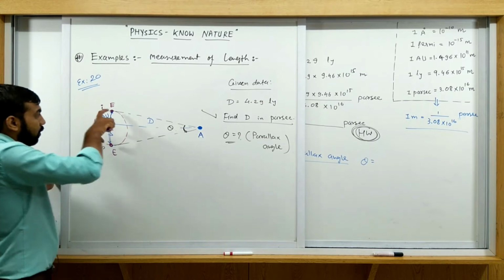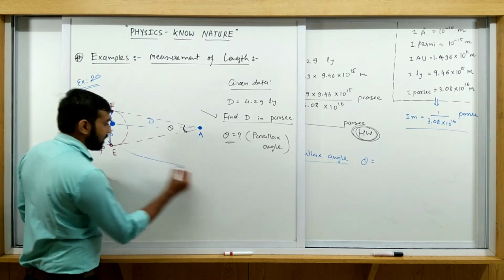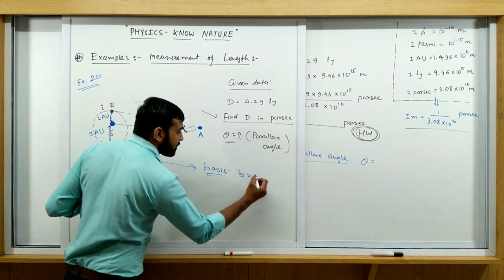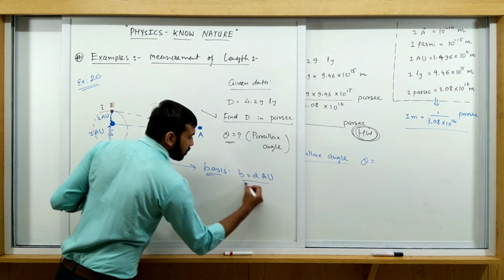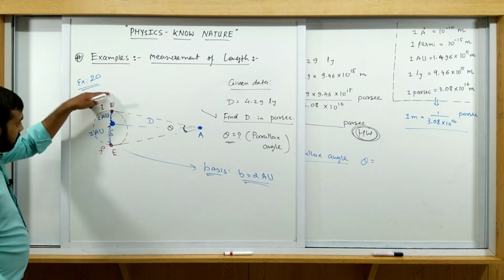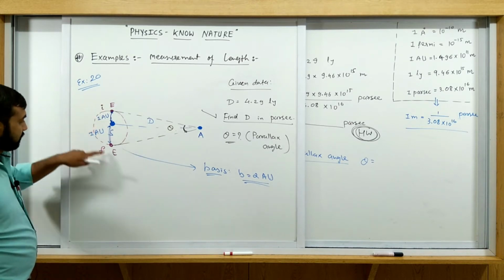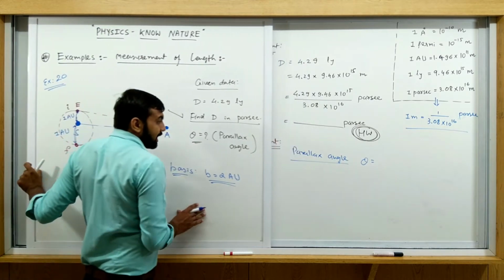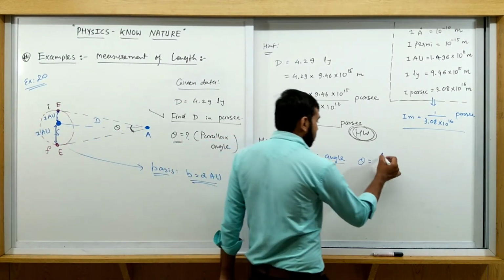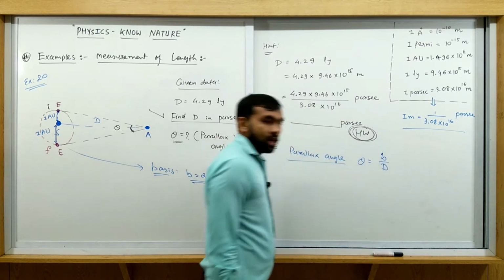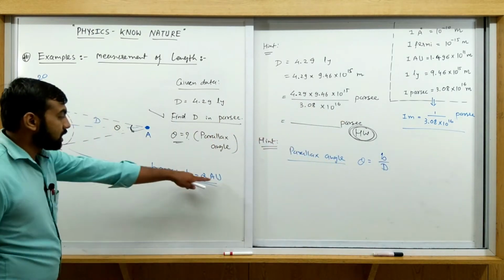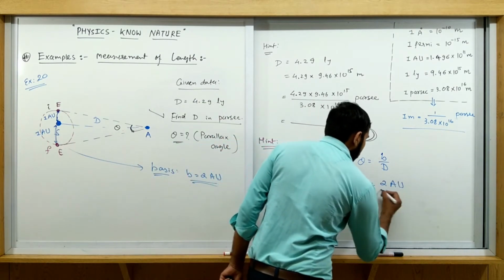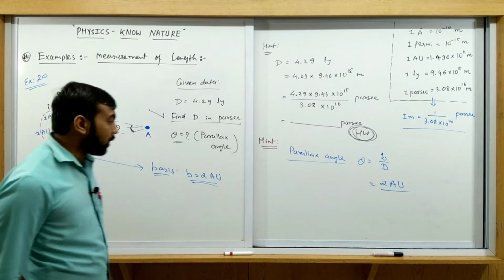So here what is the basis? In this case, basis B is equal to 2 astronomical unit. From here to here, it is equal to IF. So theta is equal to B by D. Angle is equal to arc upon radius. So B by D. What is B? 2 astronomical unit. So this is equal to 2 astronomical unit upon, what is D?